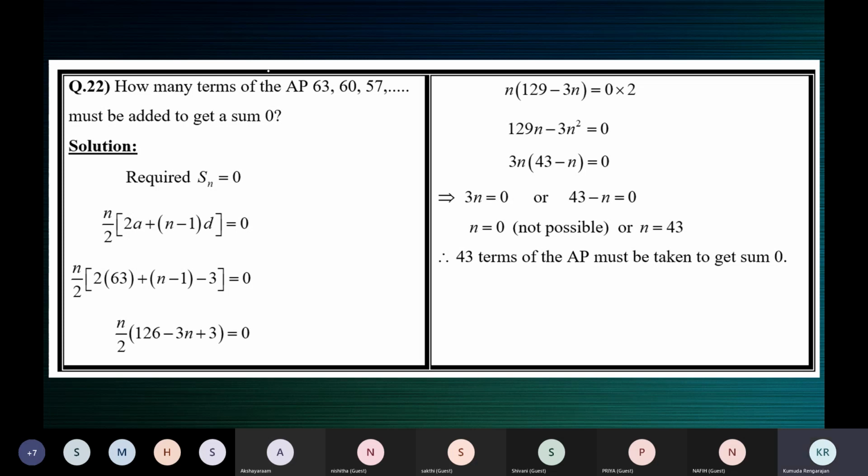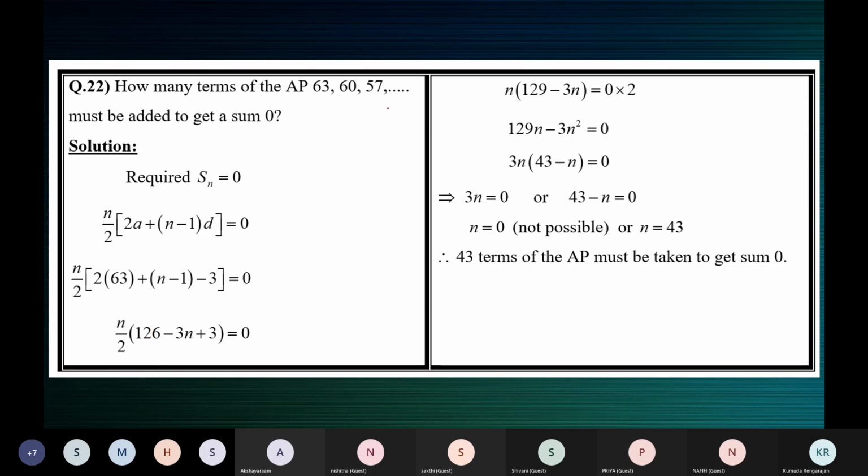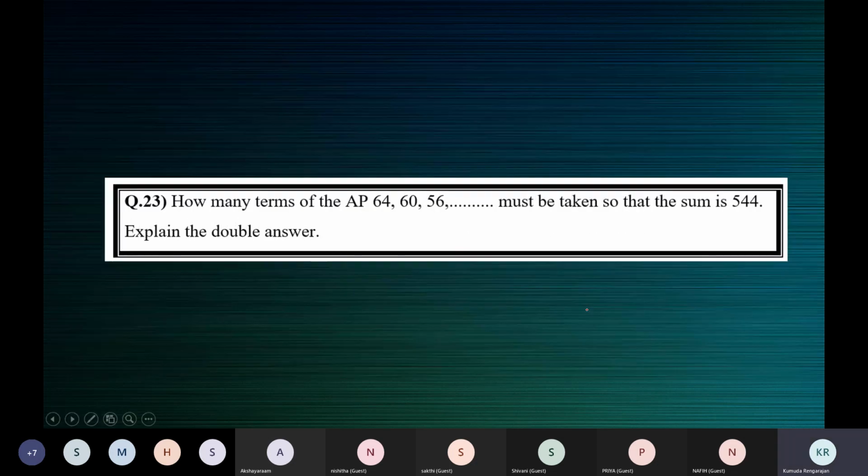The first 43 terms, meaning not any 43 terms. The first 43 terms of the AP must be taken to get the sum 0. Or in other words, we said S43 is equal to 0.